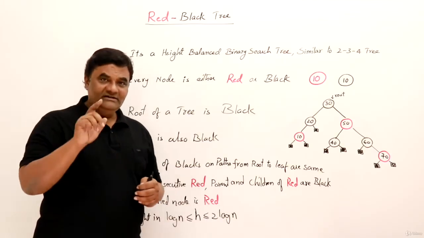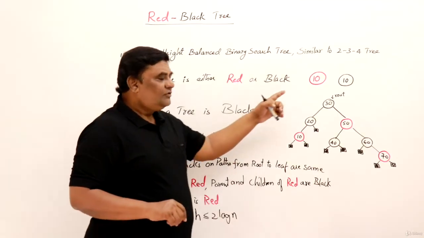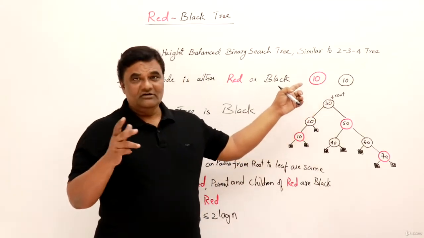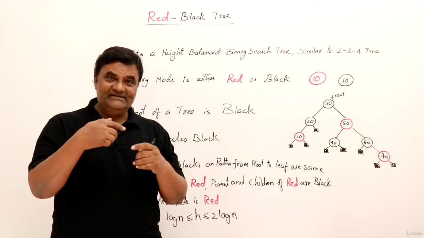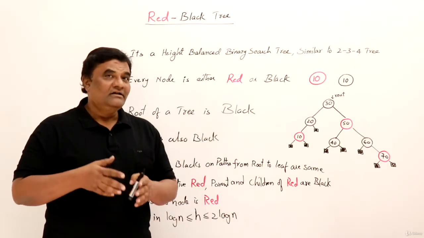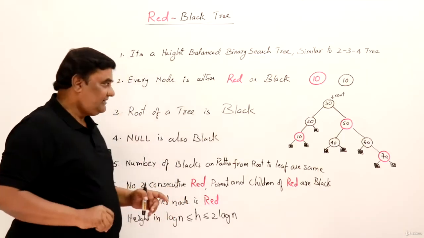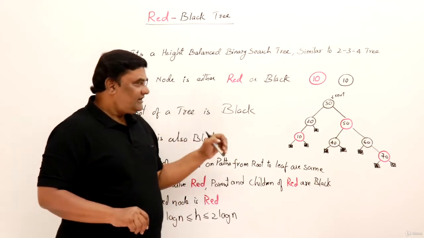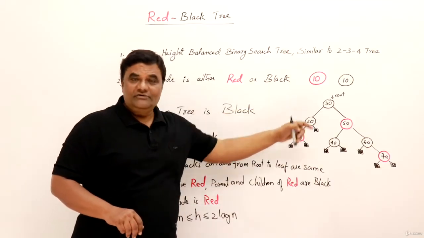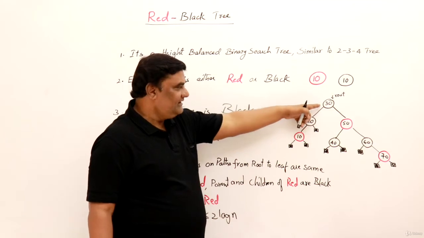Now let us look at other properties. Every node is either red or black. So nodes will have color that are red or black. Some people take edges as color, or nodes as color. So we'll follow nodes as color. Nodes are either red or black. That's why it is called red-black tree. Then the root of a tree is always black. So here you can see I have taken an example of a red-black tree.